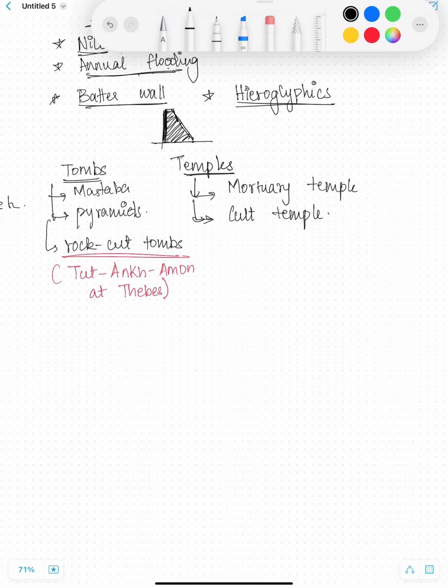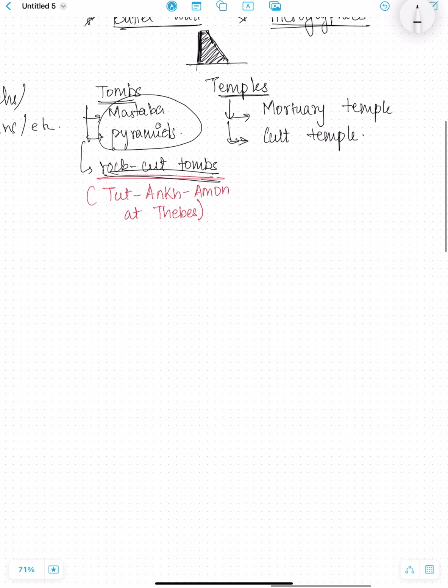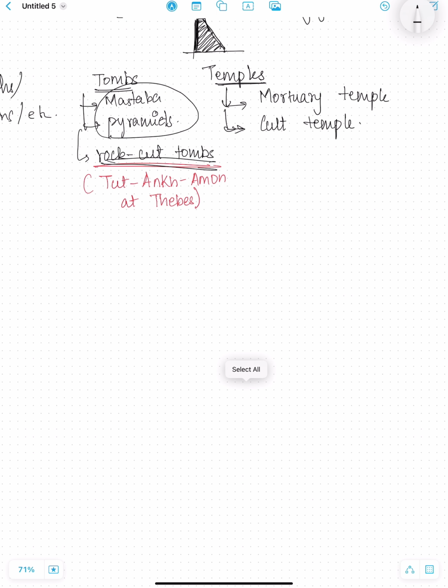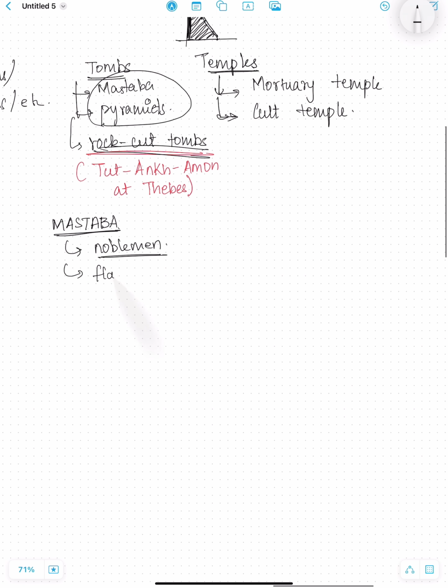Okay, so these two were the most famous in the tombs, and this third was not that prevalent, but I'm just telling you here to remember in case it gets asked in the exam. So first we'll look into the mastaba. Mastabas are the tombs that were made for noblemen, and they are flat roofed unlike the pyramid.